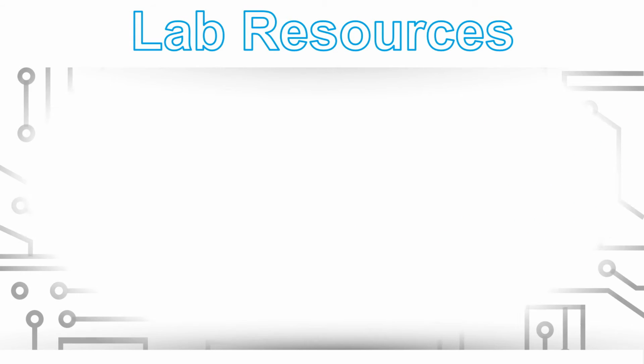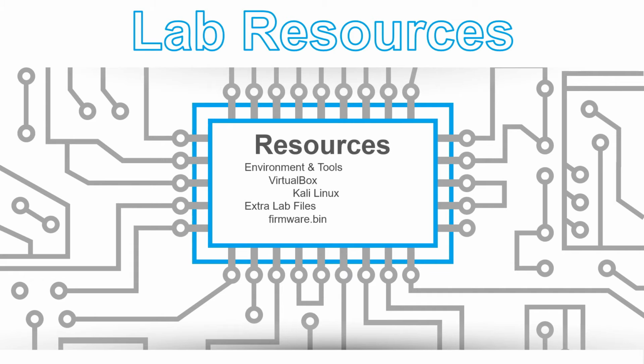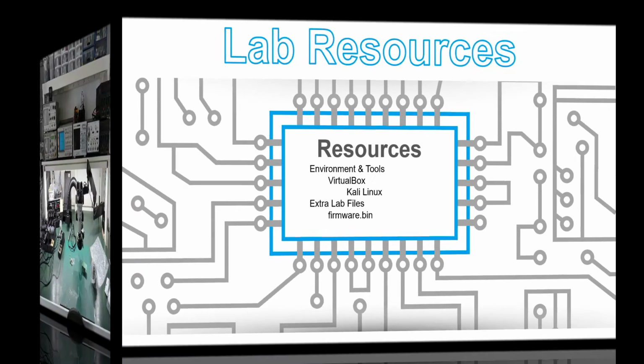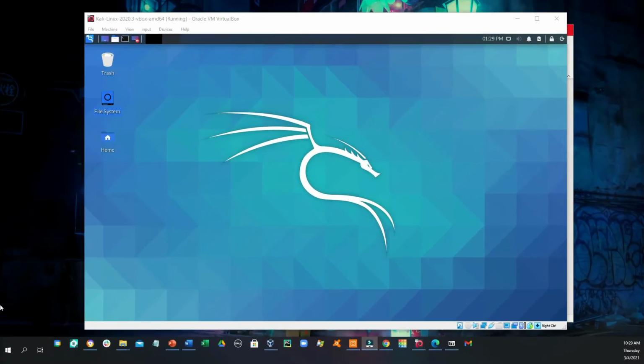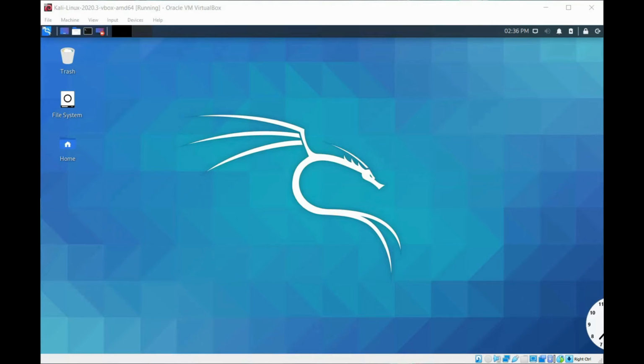And now lab resources. This lab requires VirtualBox virtual hosting system and Kali Linux guest host operating system. And for extra lab files, please download the file firmware.bin from your Canvas application. Now, the task portions of this lab. Lab Task 1. In this task, you will investigate an extracted firmware file and collect valuable data about it. Start with the Kali VM and then open the Downloads folder.